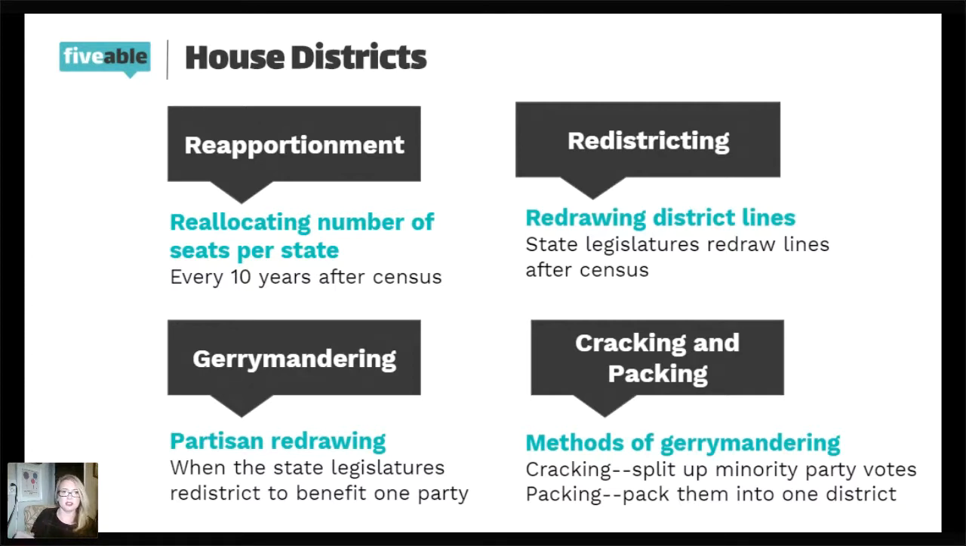Cracking and packing is something that you could see on the AP exam, and it's just a method of gerrymandering. So if you're the party in charge, you could crack up all of the minority party votes. So I don't mean minorities as far as racial minorities here. I mean if the Democrats are in charge because they have a majority, then they can crack up all the districts and put only a minority amount of Republicans in each district, so that way they can never get a seat. Or another way that you can do it is you can pack all the people of a certain party into one district. And so that way, you're only giving up one seat and you're ensuring that all your other seats will go to your party.